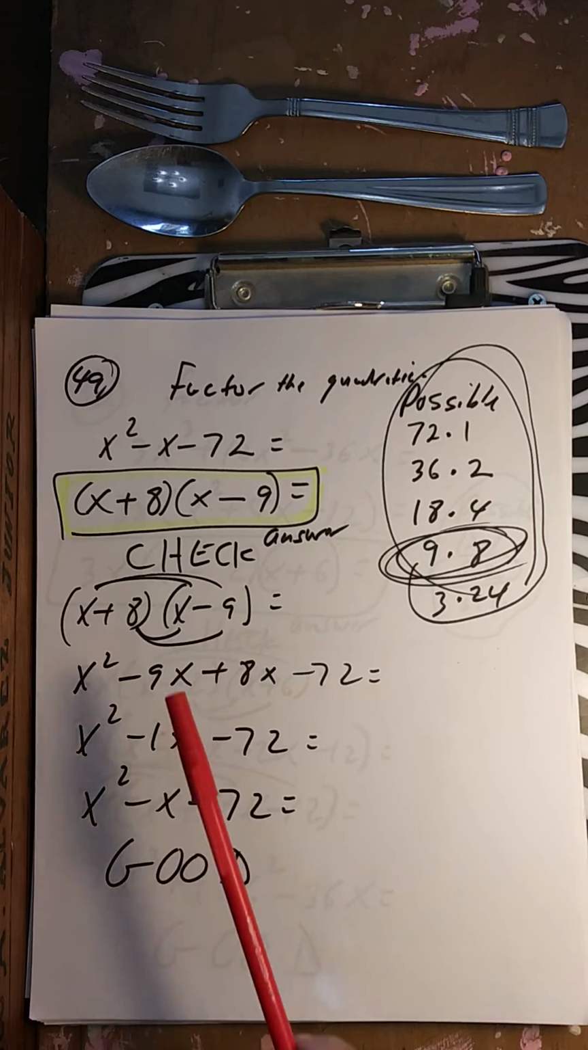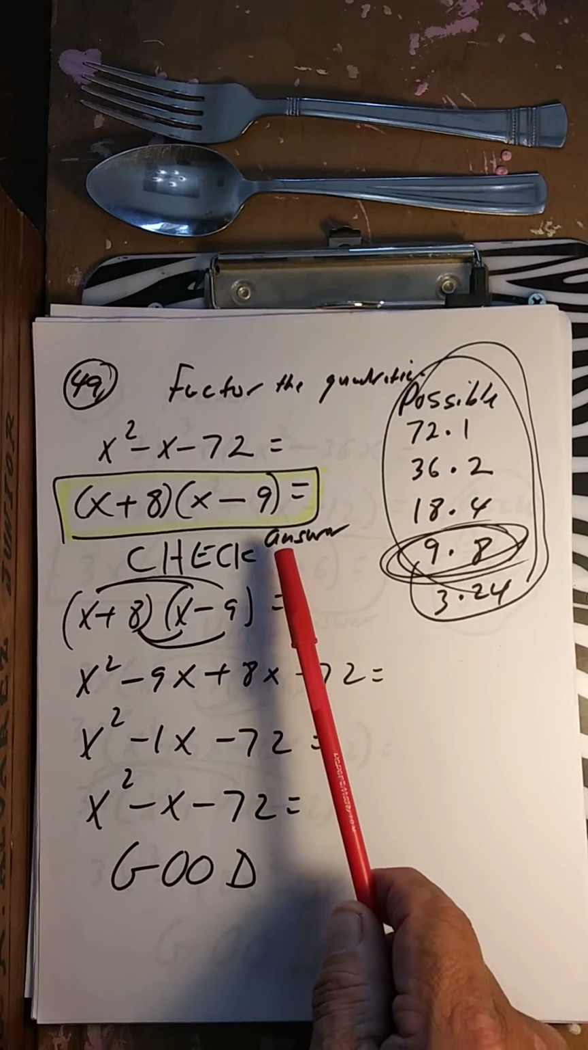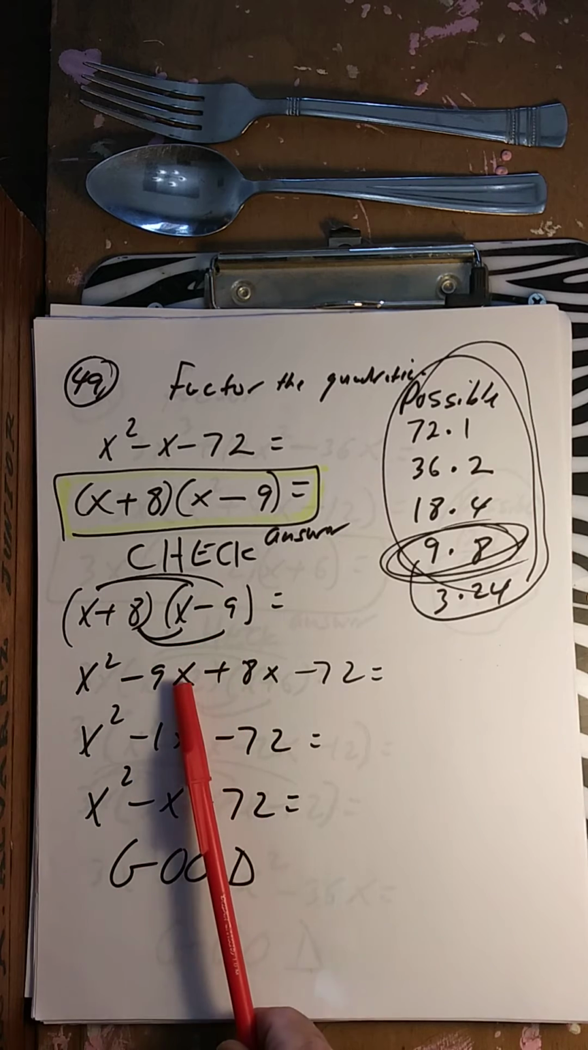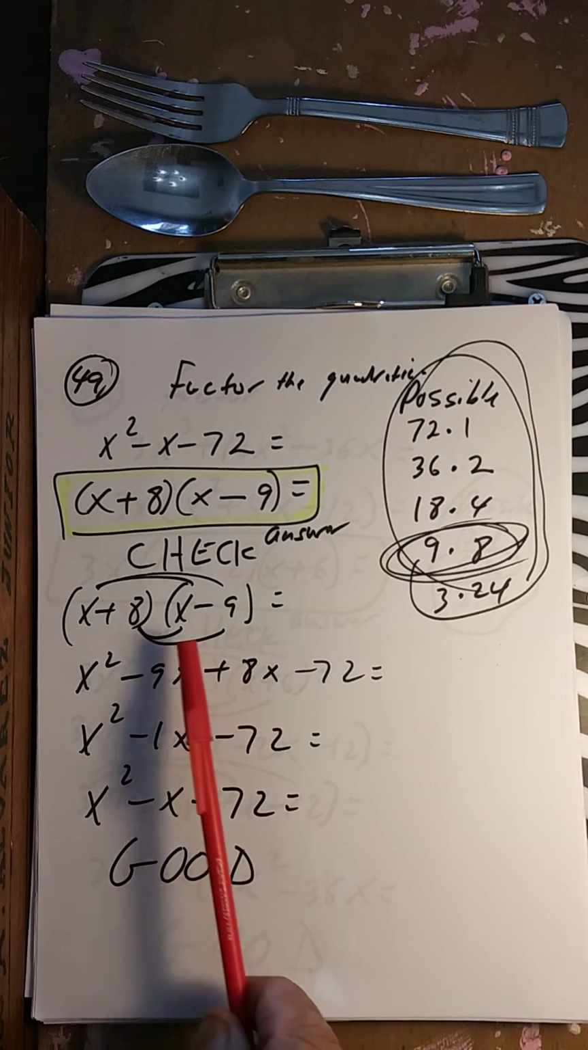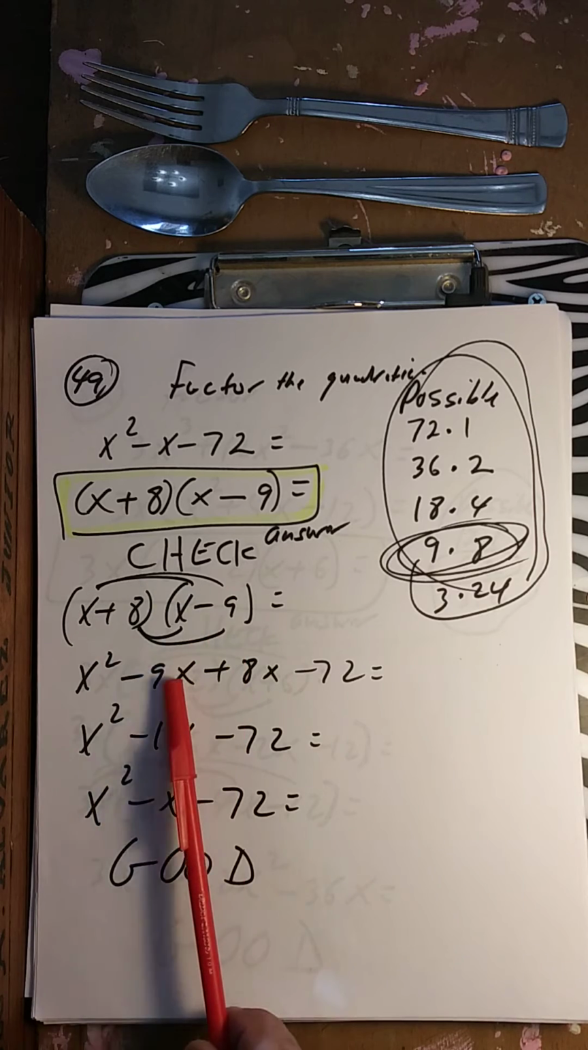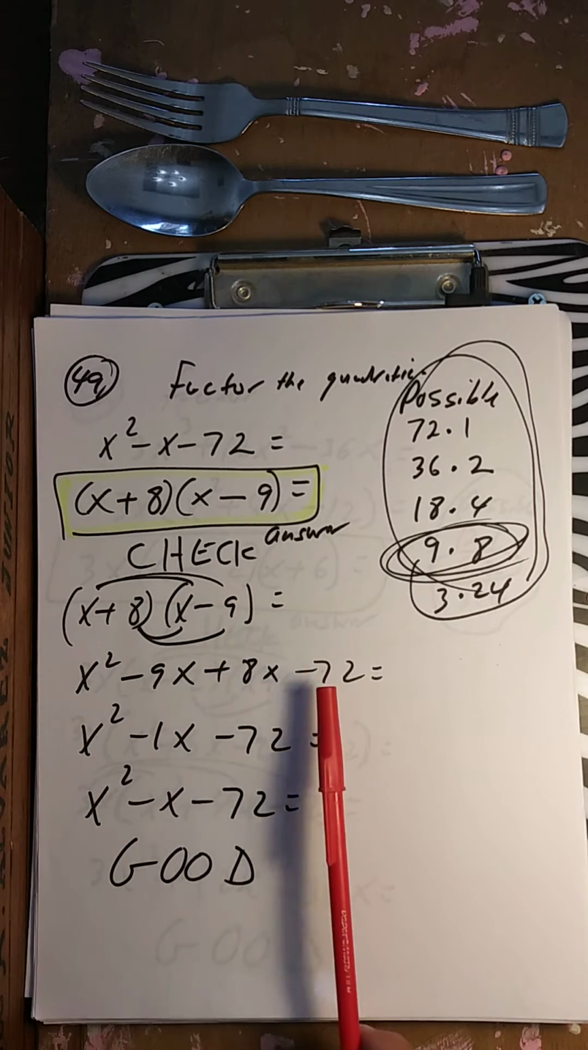So let's try this. x plus 8, x minus 9. Is that going to work? Check it, check it, check it. x times x is x squared. x times that, negative 9x. That times that is 8x. And that times that is negative 72. Again, x times that, x squared, negative 9x, 8x, negative 72.